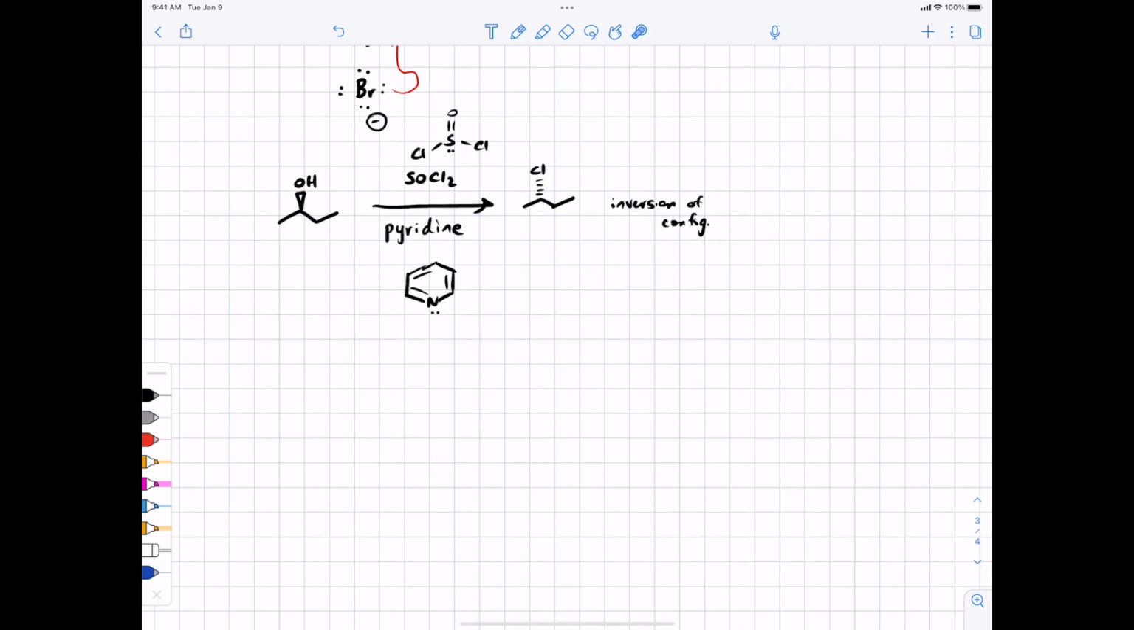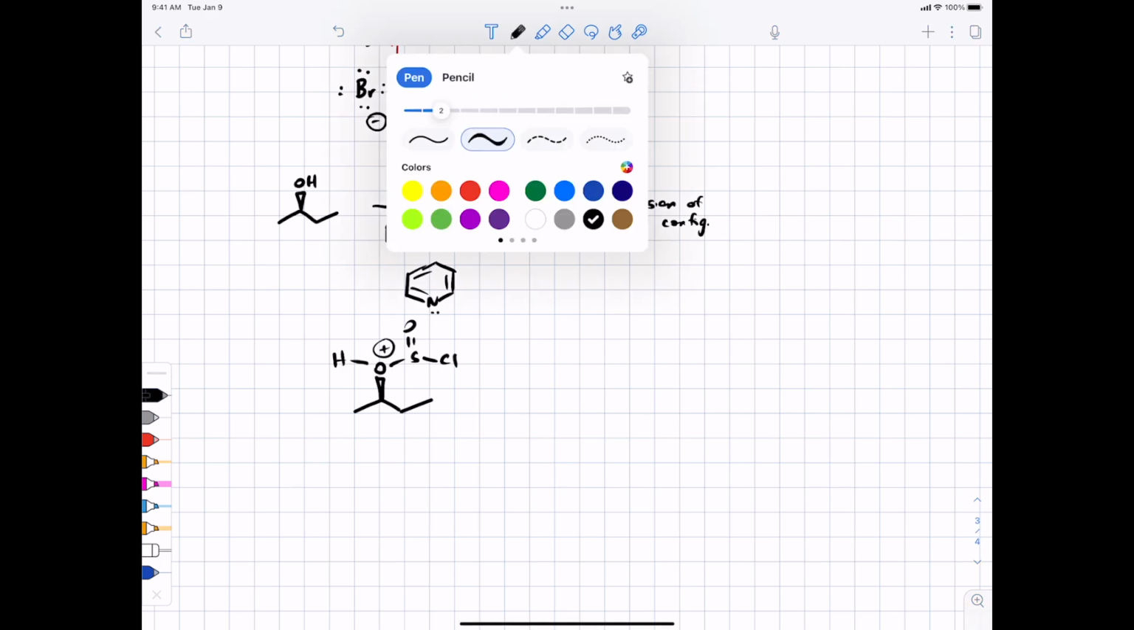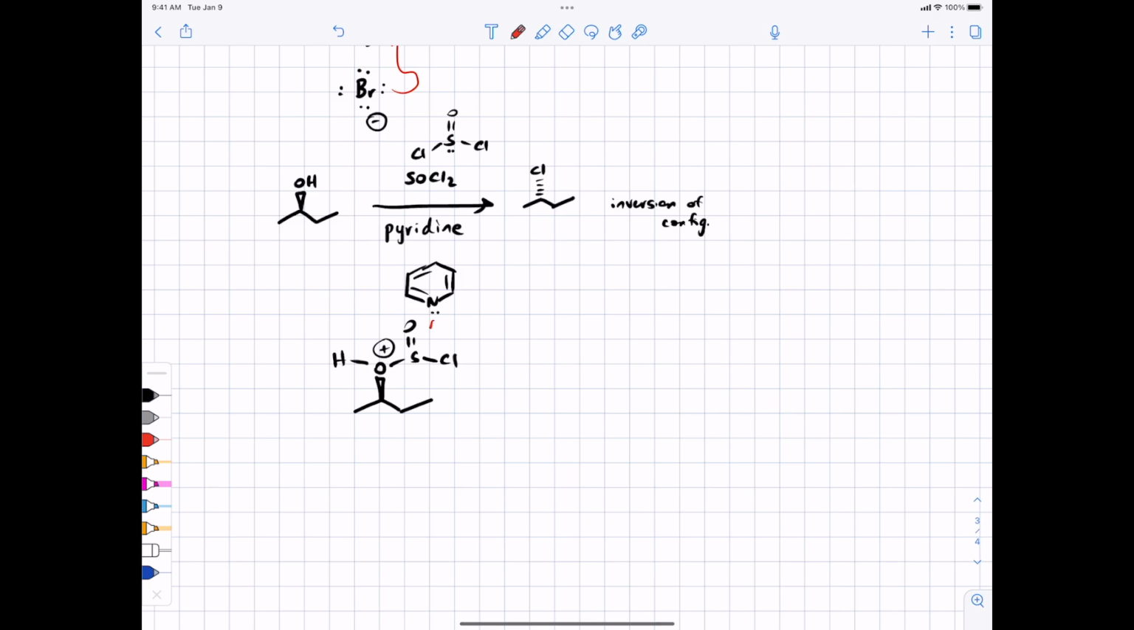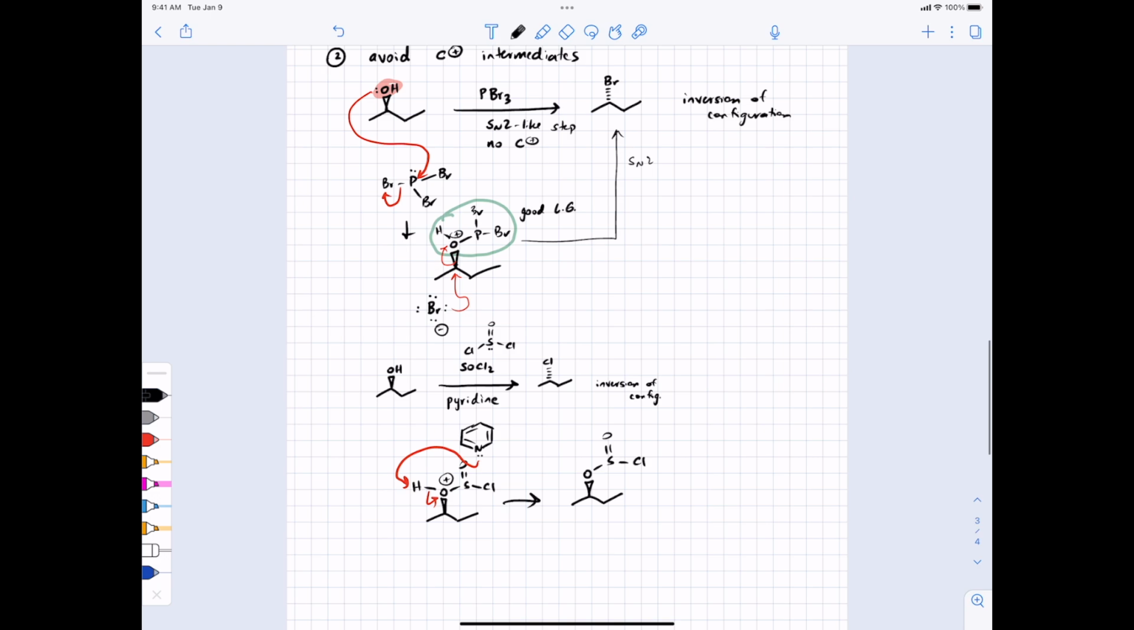Presumably that's because, and I think the mechanism your text will show involves an intermediate like this, and then pyridine will act as a base to remove this proton prior to the leaving group leaving. Now, again, this is an issue that I'm not going to ask you to worry about. You can ask me, why is the base necessary for SOCl2 but not for PBr3? I don't know. You might also ask, if this is a base, why doesn't it do elimination chemistry? And I'm going to say, I don't know.